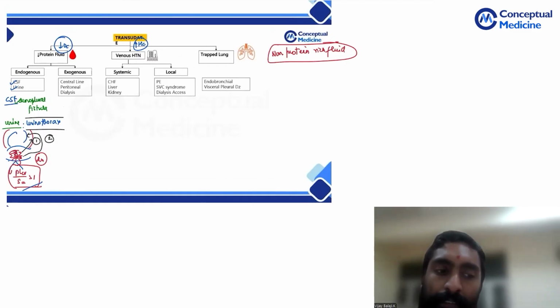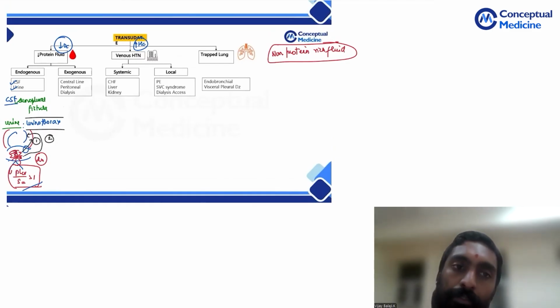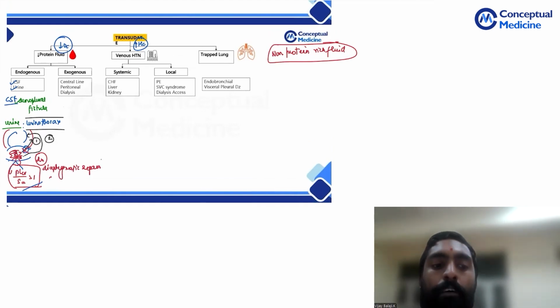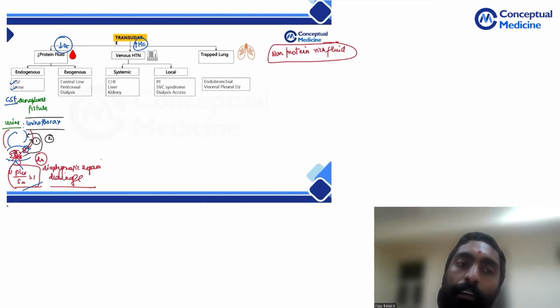Or, if there is a diaphragmatic opening, what you can do is a diaphragmatic repair. So this is how you will treat it. Either you can do a diaphragmatic repair or you drain it. If it is in the ascites, etc., you can drain. Next. Exogenously, how can you get it?